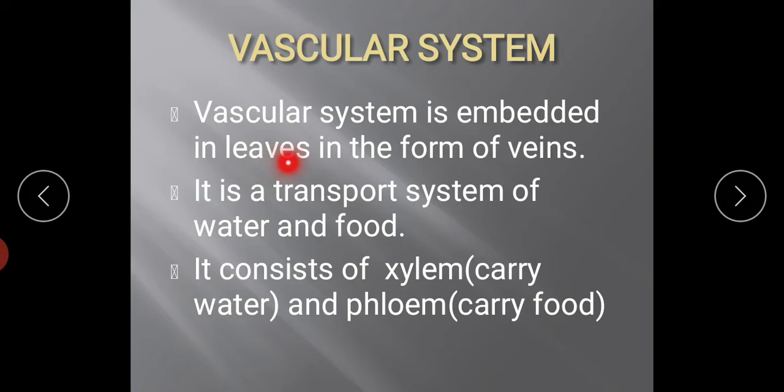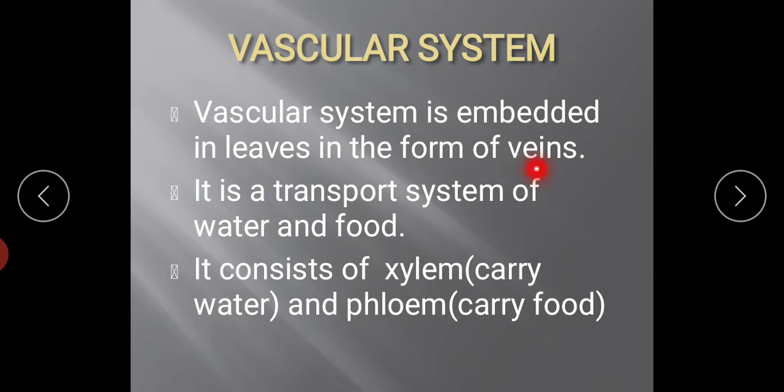This vascular system is present also in leaves, because leaves are green in color, they have chlorophyll, and they make their food in the process of photosynthesis. For photosynthesis, they need water. So xylem is responsible for carrying water in the leaves. So xylem and phloem, both of the tubes, are present in the leaves.